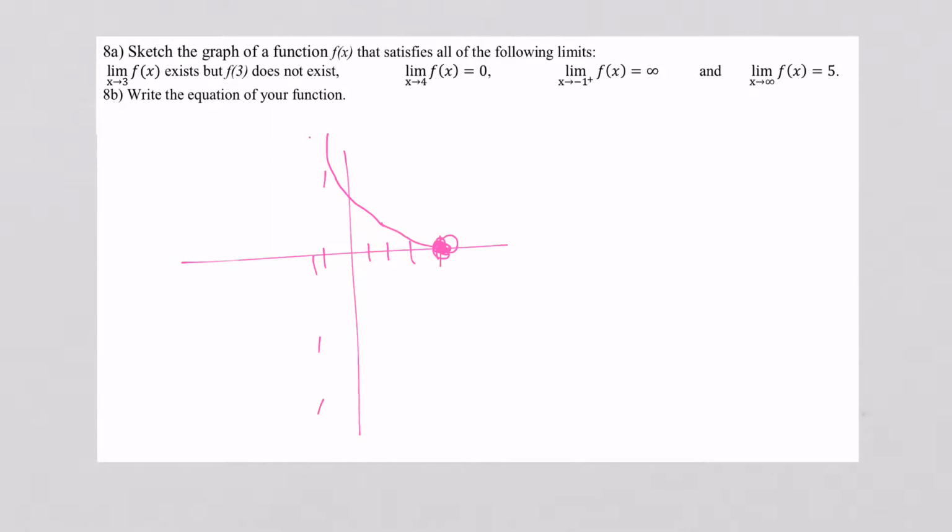The limit as x approaches infinity is 5, so this thing should probably come back up to 5. So maybe that's the y value of 5 right there. That goes up. That should probably be up as well. The limit as x approaches 3 exists, but f of 3 does not exist. That means we have a hole there.